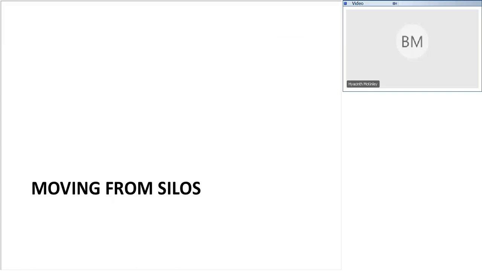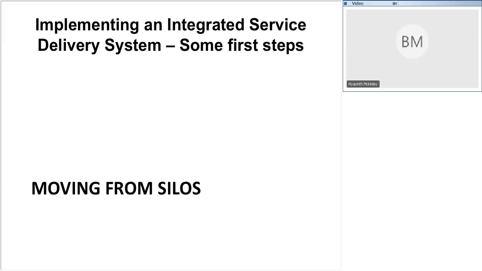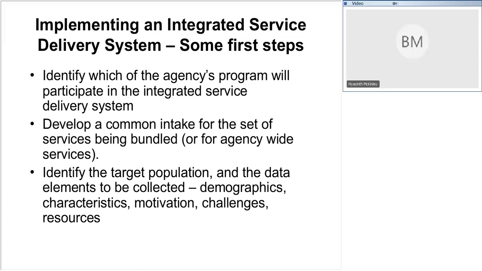So how do we move out of silos? Well, that's really part of the question. In terms of the data, we have to identify which programs would be integrated. In some cases, there are going to be programs that you can't integrate, and you need to know that and what your restrictions are. But I think this next bullet is a key, that you're developing a common intake, at least for the set of services that are being bundled or integrated.